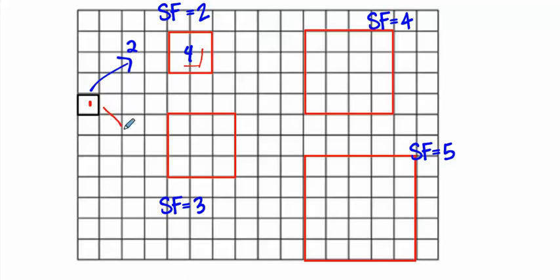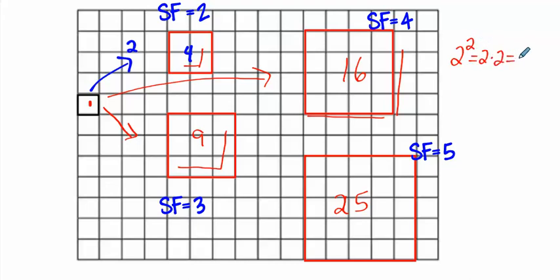Okay, so if I have a scale factor of 3, remember I'm multiplying the length by 3 and the width by 3. So now my area is 9. If I go over here, if I have a scale factor of 4, I'm multiplying the length by 4 and the width by 4, so it comes out to be 16 and 25 down here. Okay, so I don't know if you remember this from before, these are called squared numbers or exponents. So if I have 2 to the second power, that actually means 2 times 2, which is equal to 4.